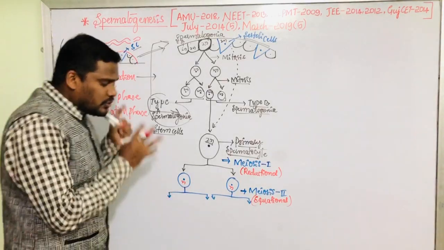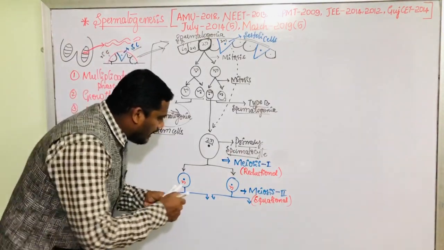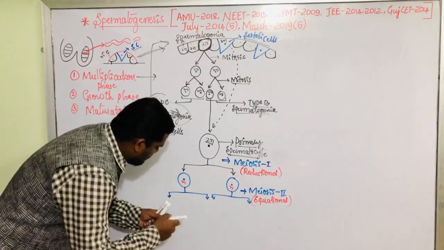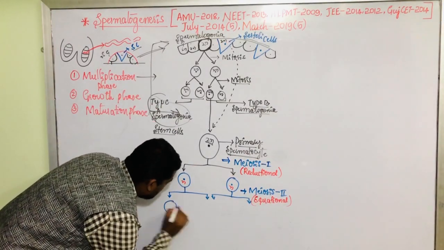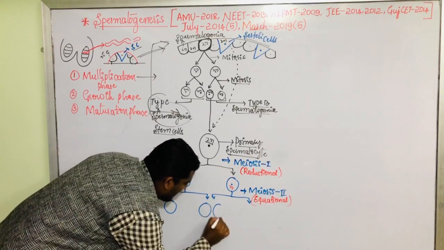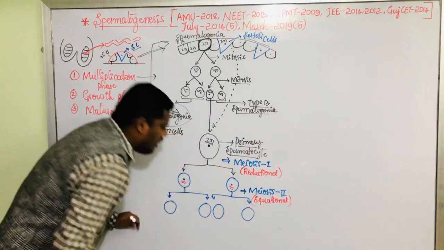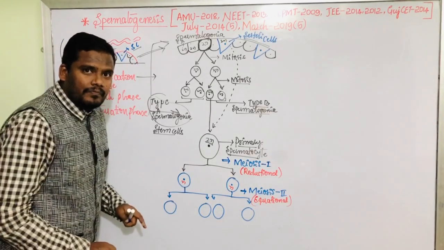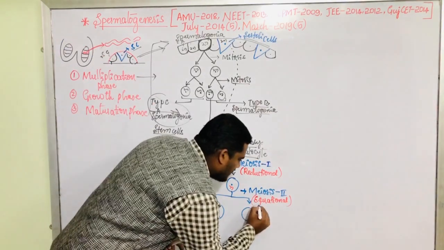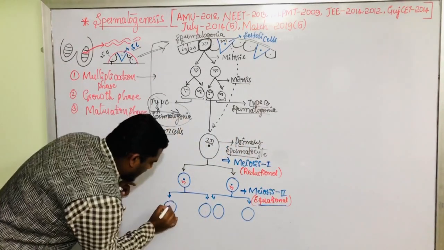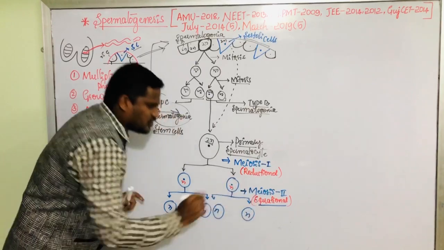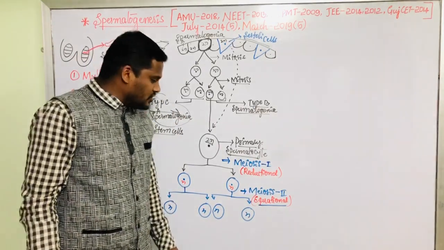Now, since meiosis 2 is an equational division, the two cells that are formed from each cell, do they remain diploid or does the chromosome number reduce to half now? No, my dear friends, here the cells remain haploid. They remain haploid because meiosis 2 is an equational division.